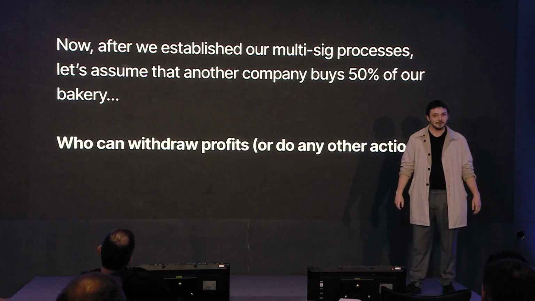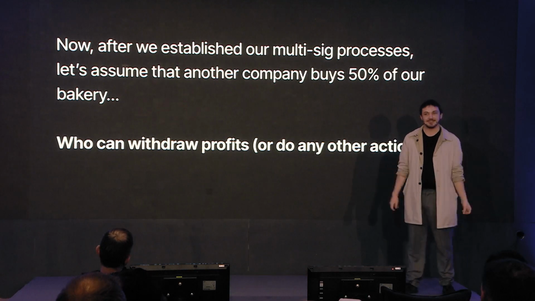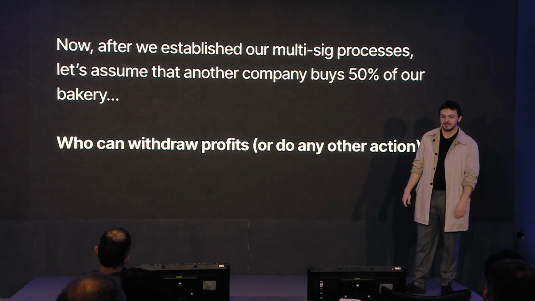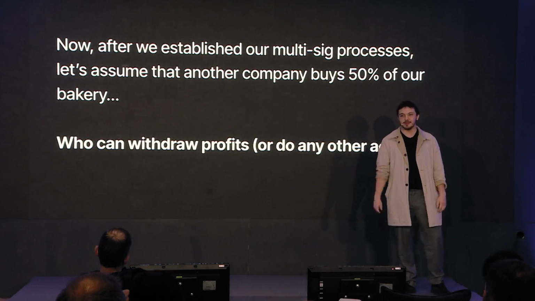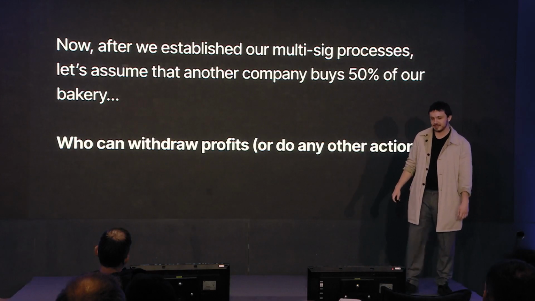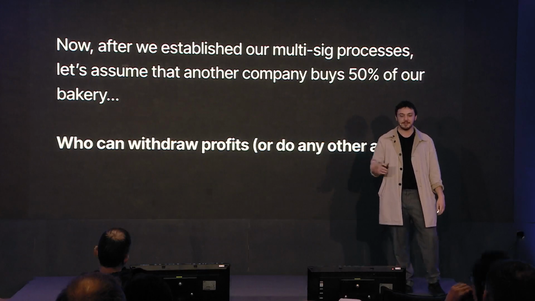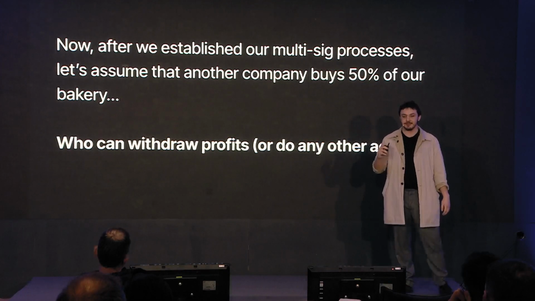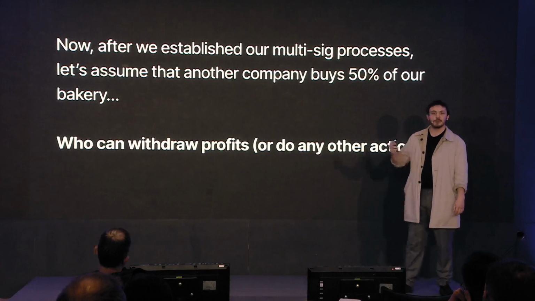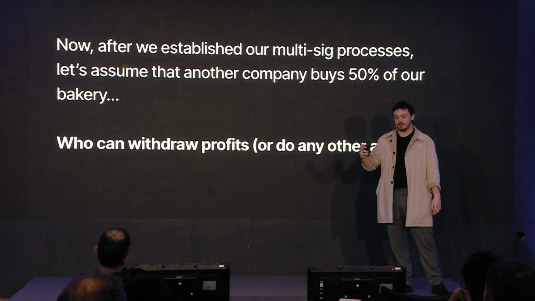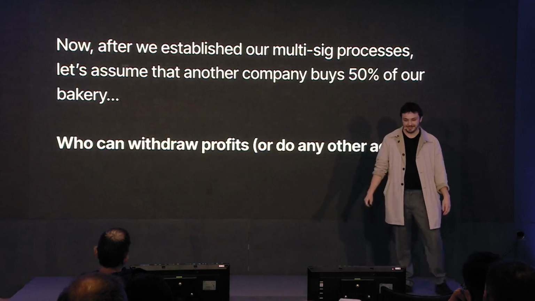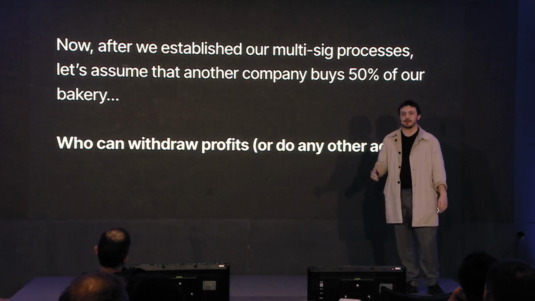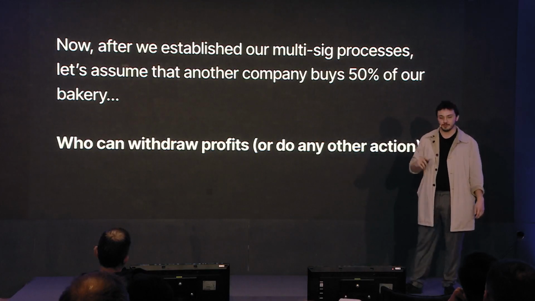Now, we have established our multi-sig process. Everything is great. We know how we can withdraw or create capabilities. But now there is another company that was impressed by our croissants, and they want to buy in. They want 50% of our bakery. Now, in this case, we can actually withdraw the profits or do any of the other actions we have. Now, the answer for that comes from the flexibility of Sui's object model.